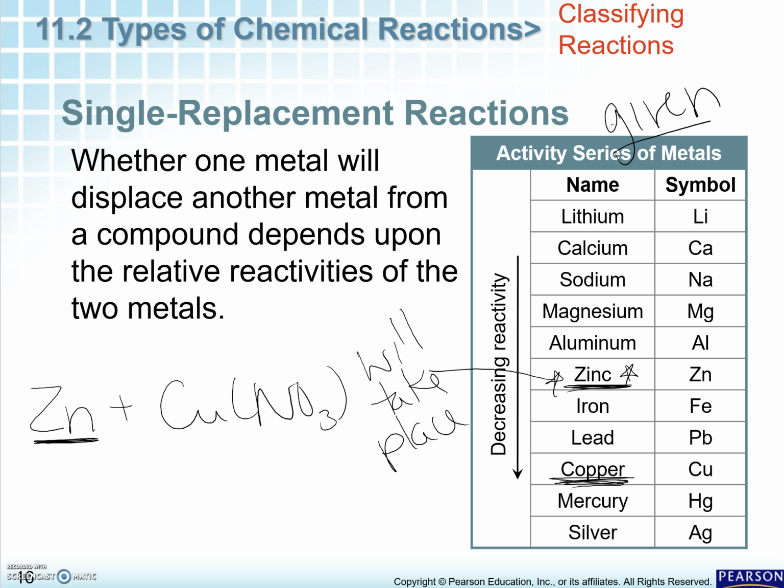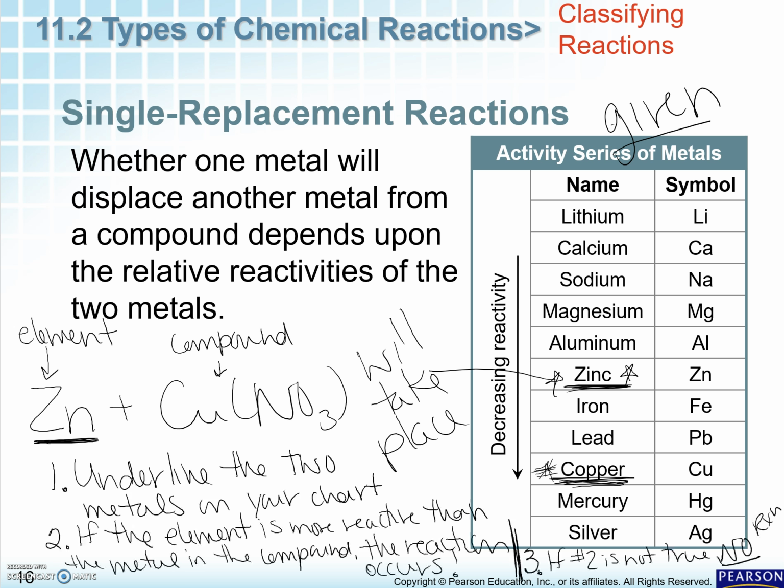If it was not higher than our copper, then the reaction would not take place. So we want to make sure that we are having more reactivity whenever it's the one doing the kicking out. So good rules to follow are, the best way that I like to do is first underline the two metals, which is exactly what we did. We have zinc and copper.